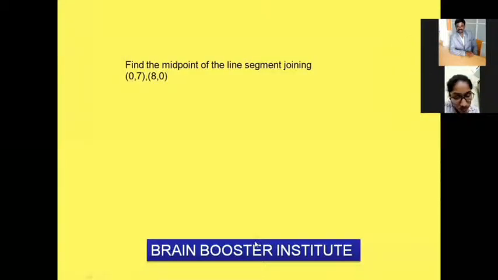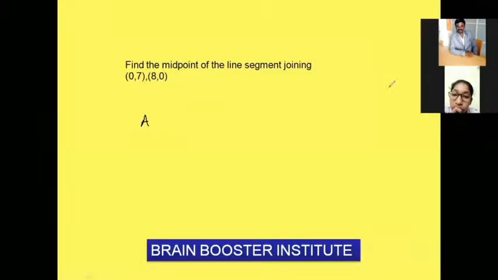The next problem. Find the midpoint of the line segment joining 0, 7 and 8, 0. What is the midpoint of this one? Sir, the midpoint of 0 comma 7 and 8 comma 0 is nothing but, the formula is x1 plus x2 by 2, the average of x coordinates, comma, the average of y coordinates.